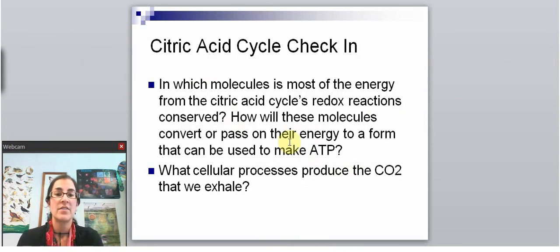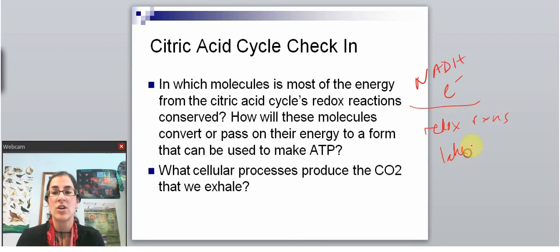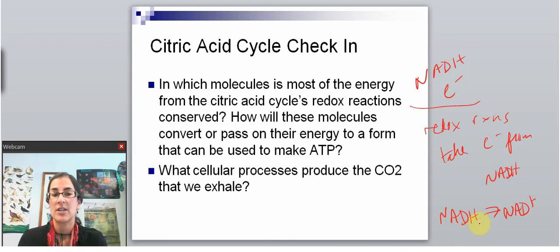So at the end of the citric acid cycle, where has most of the energy gone? Not to ATP. Remember, most of it is now in NADH. Remember that NADH is storing energy in the form of electrons. So in order to get the energy out of NADH, I'm going to have to carry out more redox reactions where I take the electrons from NADH. And so that opposite reaction, NADH to NAD+, will be the beginning of the next stage, stripping that energy out of it.